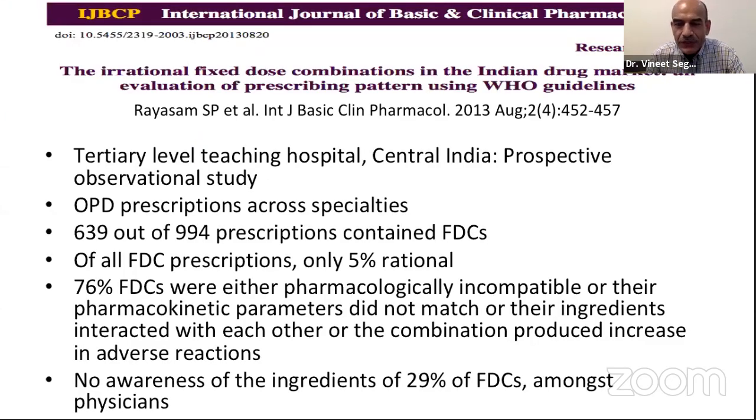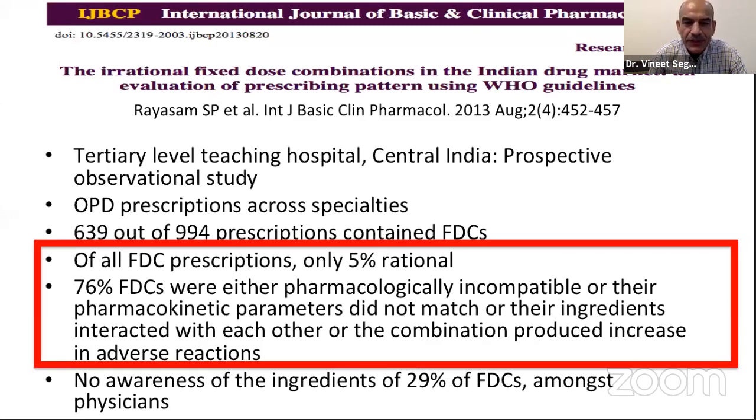There was this study published in 2013 which talked about all fixed dose combination prescriptions, and this is from India. It said that of all FDC prescriptions written in India, only 5% are rational. So 95% are irrational, and almost three-fourths of the FDCs are either pharmacologically incompatible, or their pharmacokinetic parameters don't match, or their ingredients interact with each other. That's the extent of irrationality in the FDCs which flood the Indian market.